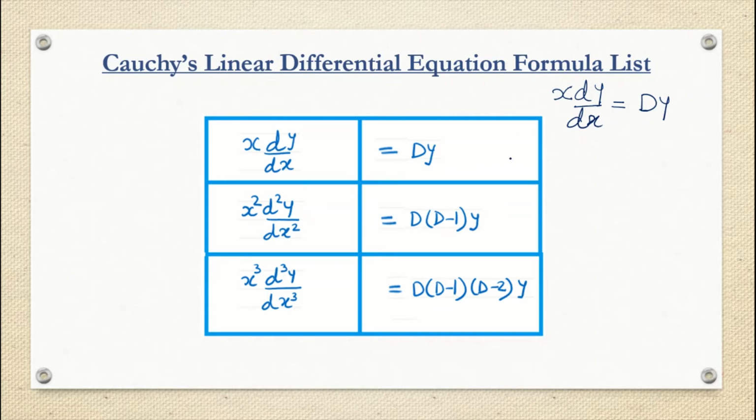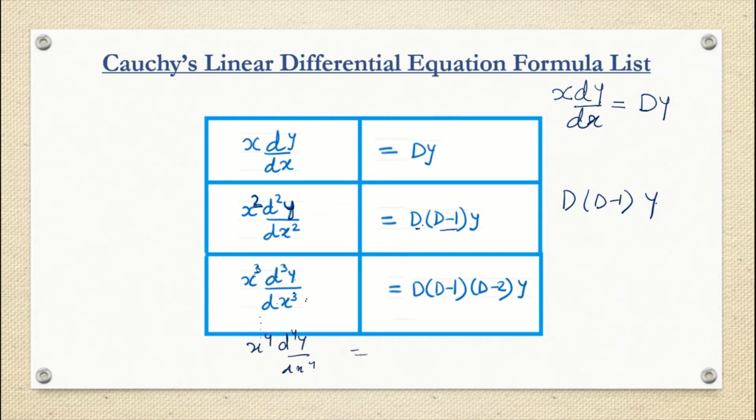Now similarly, if it is x square d2y by dx square, that means x has power 2 and then d2y by dx square. So we will be using D twice, but the D terms which multiply each other will be D and then D minus 1 and then y. Y is whatever y we are solving for. Now be careful: x power 3, so d3y by dx cube. Similarly, you can write x power 4 and then d4y by dx4.